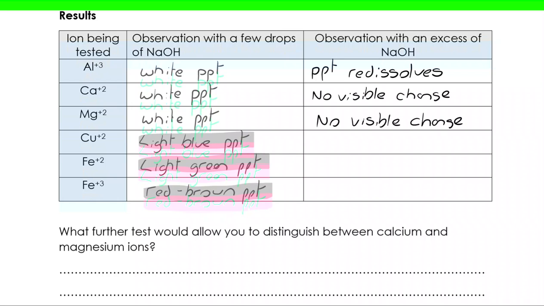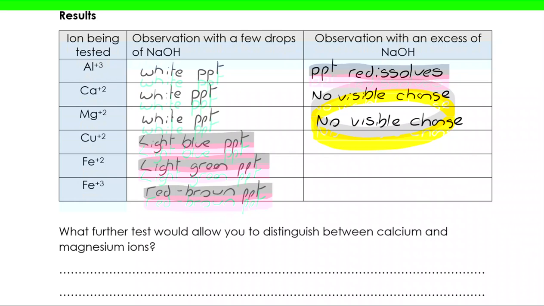The white precipitate remains. That means we've identified a test that allows us to find aluminium ions that's unique to aluminium ions. And that leaves us with these last 2. So how could we go on to identify? We've got a white precipitate. It hasn't dissolved. So we know it's calcium or magnesium.